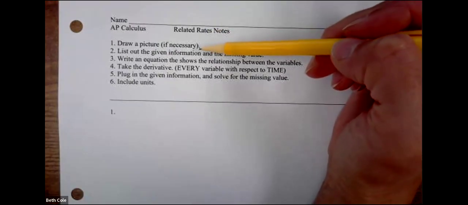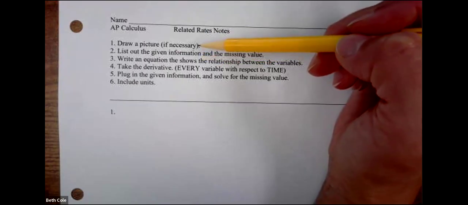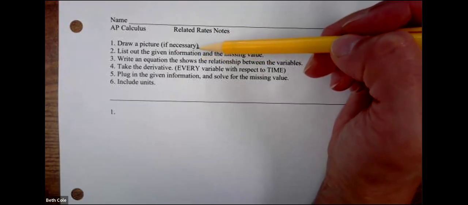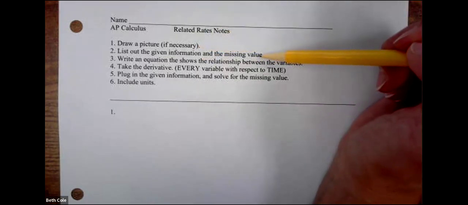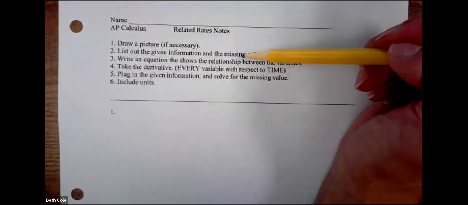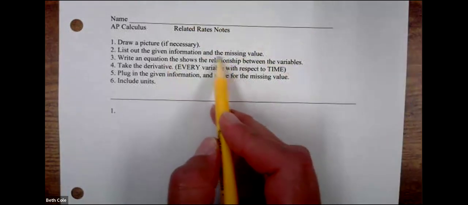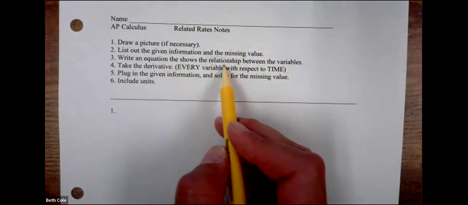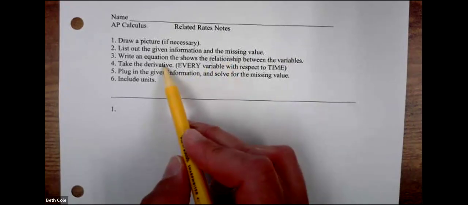So step 1, draw a picture if necessary. I'd say most of the time it's necessary. Occasionally there will be problems where you don't really need a picture, but most of the time you'll draw one. List out your given information and what you're missing. I call that the question mark value. I usually label whether it should turn out positive or negative so we can check if our answer is right. You're going to write an equation that shows the relationship between the variables. Sometimes that's given, sometimes you have to come up with it, and you're going to take the derivative.